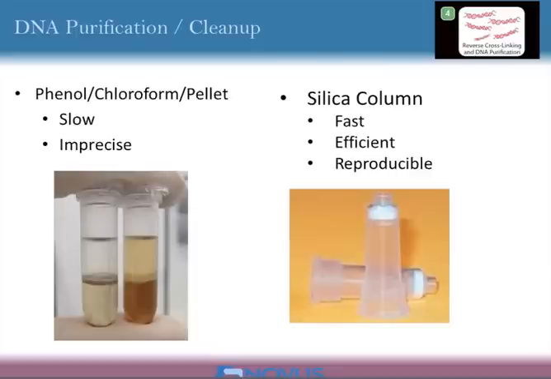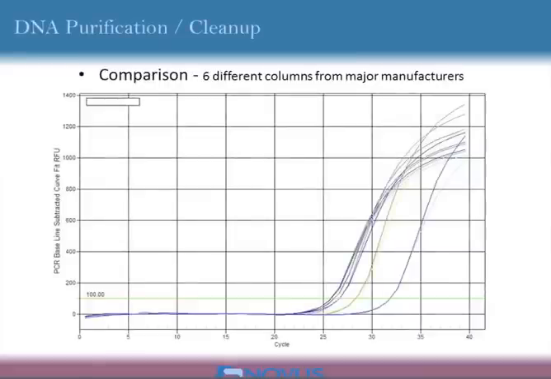We like to recommend silica columns instead. These are very, very quick to use. You can do easily 10 samples in 10 minutes. They're very efficient in recovering the DNA and also cleaning it from any other sort of contamination or small oligos, and the results are very reproducible. So we compared, again, just like with the beads, 6 different columns from major manufacturers here to see what the difference in efficiency of recovery of the DNA was after putting them through the columns per the manufacturer's guidelines.